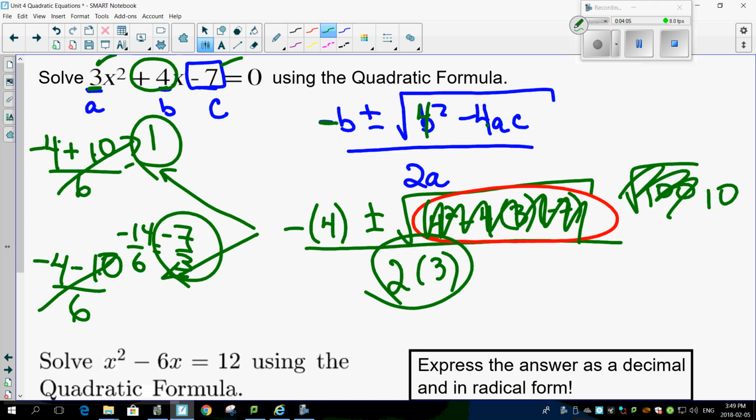It's done. It's that easy. Very straightforward way of solving. Okay? So I'll show you a couple more examples as we go through this.